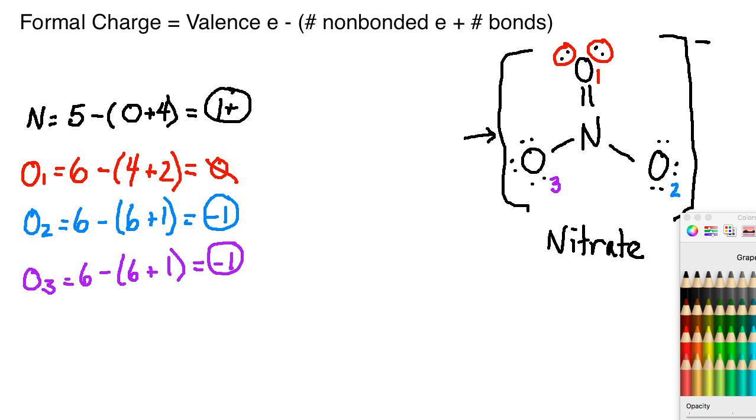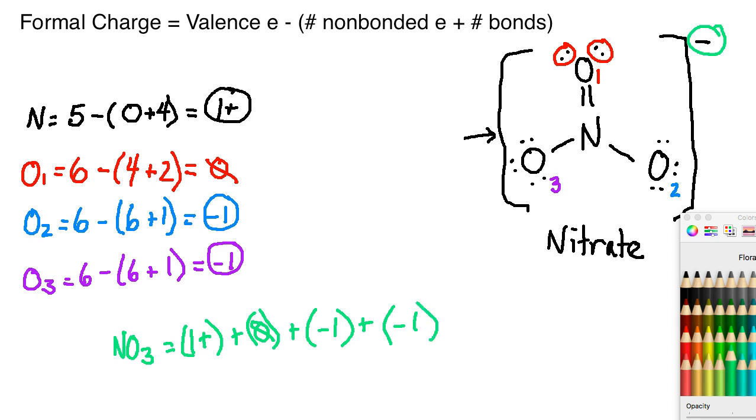Now, again, how do I determine that the formal charge here is overall going to be considered negative? The reason is if I sum this for the entire NO3 molecule, I'm looking at 1 plus 0 plus, let's put all these in parentheses, plus minus 1 plus minus 1. These are all the formal charges I just summed right here. So this is where the total is going to come from, from summing all of these.